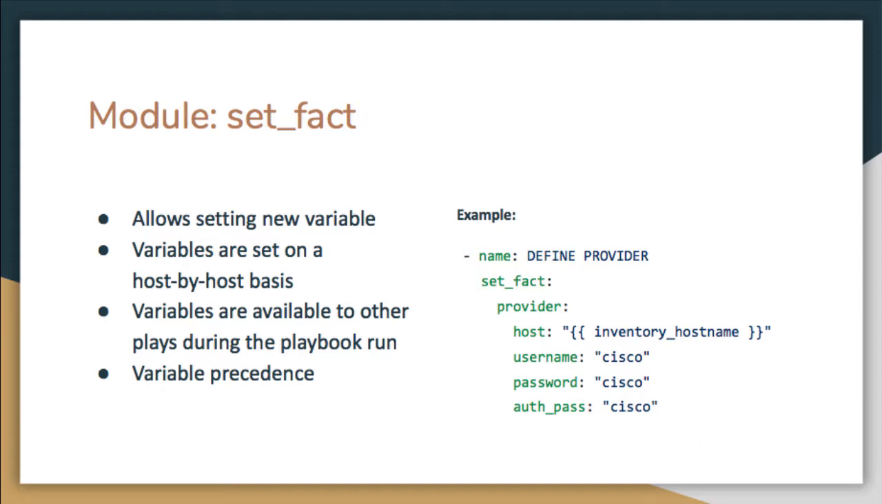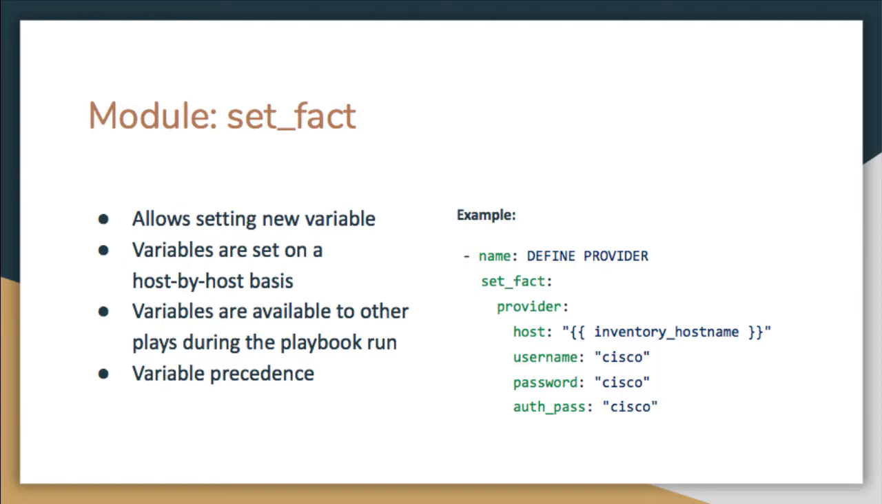In this, you'll see the double curly braces with inventory host name in it. That is actually this set fact module using a variable of whatever inventory item we're on in that playbook. So if it's router 01, host would be router 01, and that would dynamically be added.